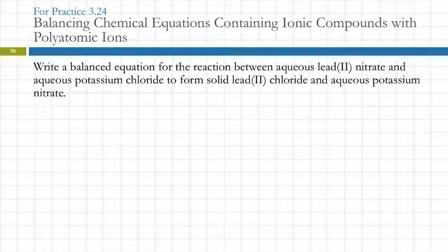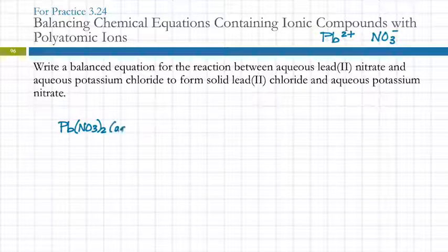So I'm just going to look at this first one, lead-2 nitrate. Now, lead is Pb, and the Roman numeral 2 tells me the charge, 2 plus. What's the formula for nitrate? It's NO3 minus. So I look at the charges, and that tells me I need 2 nitrates for the 1 Pb. So my first reactant is Pb(NO3)2. I'm told it's aqueous, so I put (aq) in parentheses.